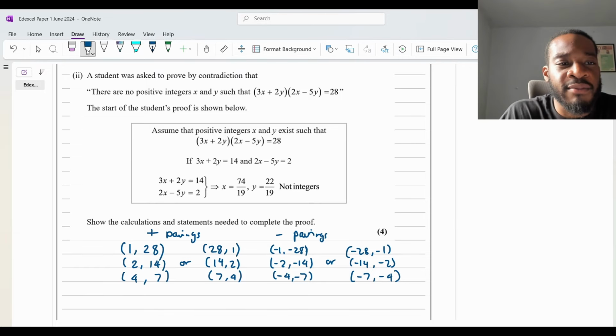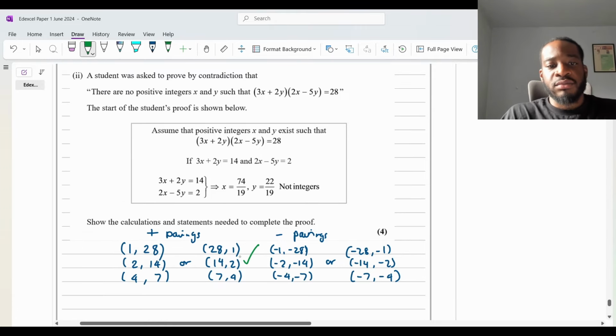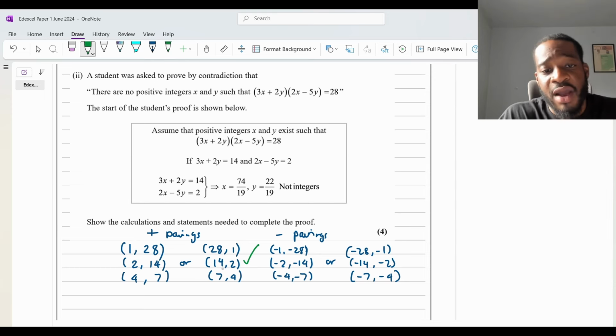Now, they've done one of them for us. They've done this one, haven't they? 14 and 2, right? Now, there's quite a few here. How many? We've got 1, 2, 3. We've got 12, right? They've done one. We've got 11 to go through. Are there any pairings that we can immediately disregard without having to actually do the algebra, right?